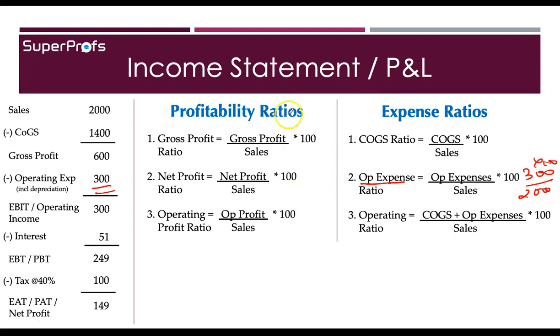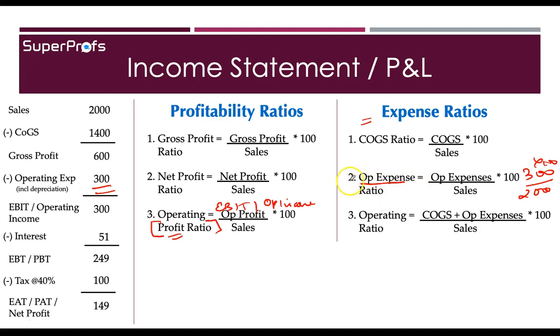Now do not get confused between these three ratios. One is operating profit, the key term being profit here. So you divide operating profit by sales, and operating profit is your EBIT or operating income. The second ratio is an expense ratio, which is operating expense ratio.